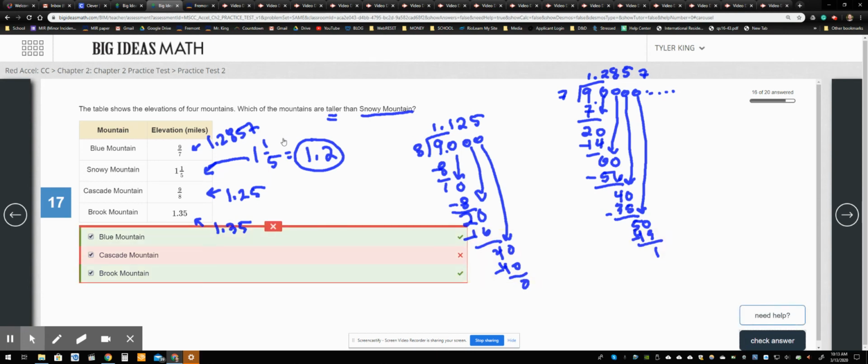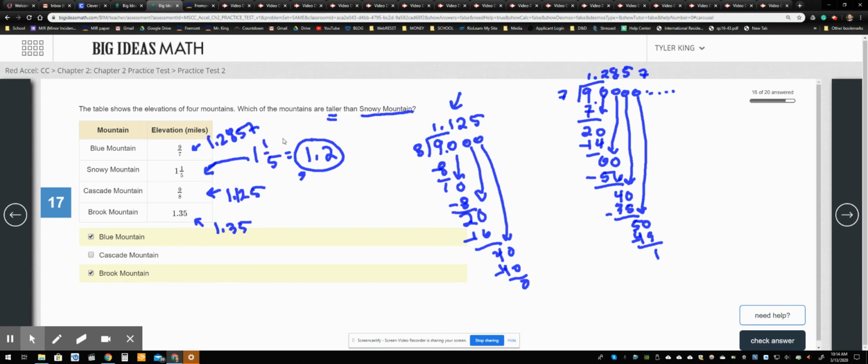Ooh, did I do my math wrong somewhere? Cascade Mountain, 9 over 8. Cascade Mountain, 1.25. Ooh, I did, sorry. I didn't do my math wrong. I did copy the answer over wrong. This is 1.125. So 1.125 is smaller than 1.2. So we would not be able to do Cascade Mountain. This is why it's really important to go back and double check your work, especially if you are comparing your answers. Make sure the number you've compared is the actual number you want.